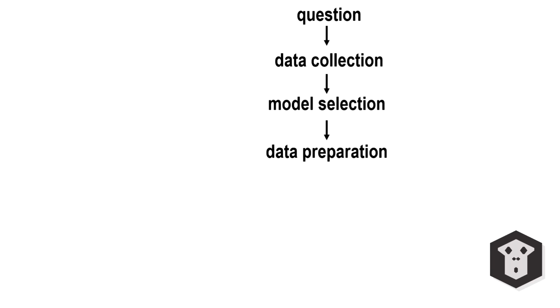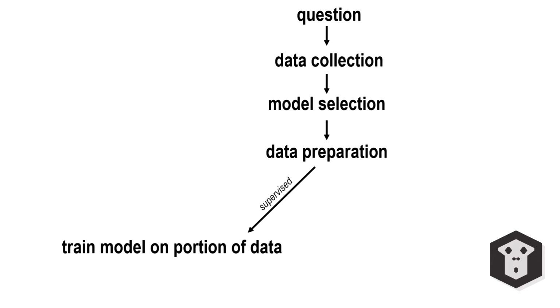Then comes a step that takes a surprising amount of time, data preparation. Depending on your question and your model, you might want to remove correlated variables, transform your data, deal with missing values, define and remove outliers, or even do a PCA to reduce dimensionality, which you can do in Sklearn, by the way. Then, if you're doing supervised machine learning, you will isolate a portion of your data to train your model on. And once trained, you will fit your model to the remaining portion of the data, called the testing set. Because the model has not seen that data during the training phase, you can evaluate how well it performs.